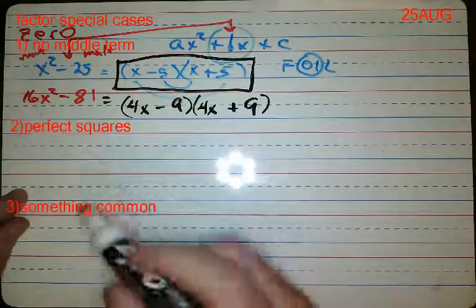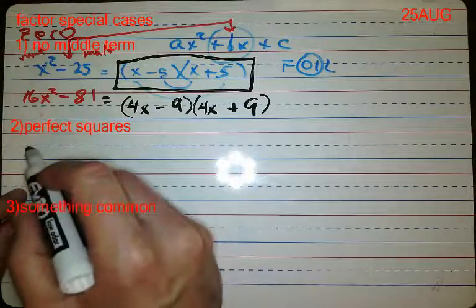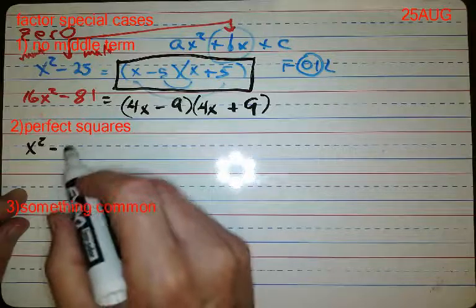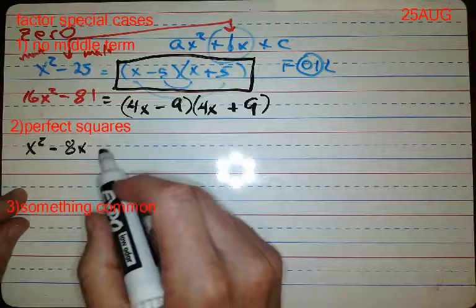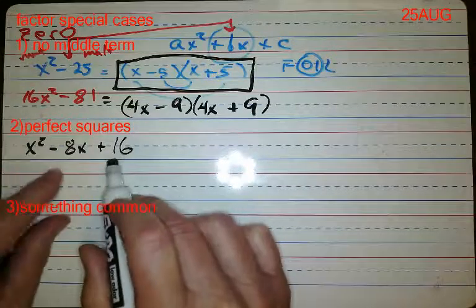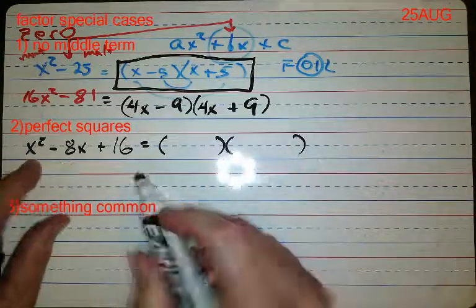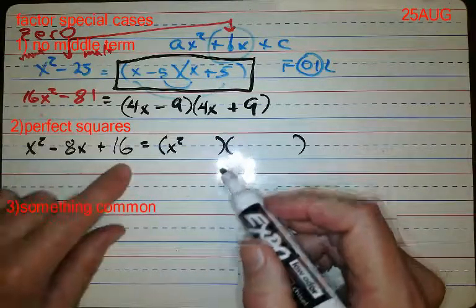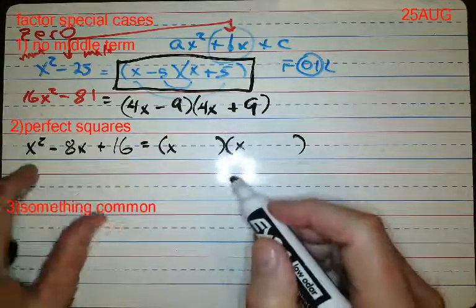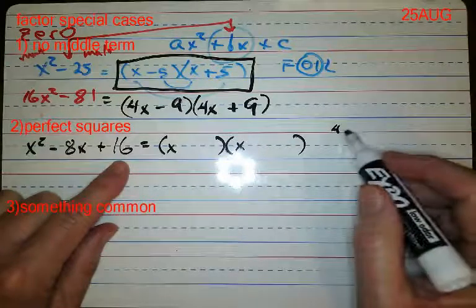Okay, perfect squares. The next kind, if we had something like this, let's see, where can I write that? Right there. X squared minus 8x plus 16. Okay? Now then, what does it mean? Well, we always start the same way. How do I make the front number? X times x makes the front number. How do I make the back number? 4 times 4, right?